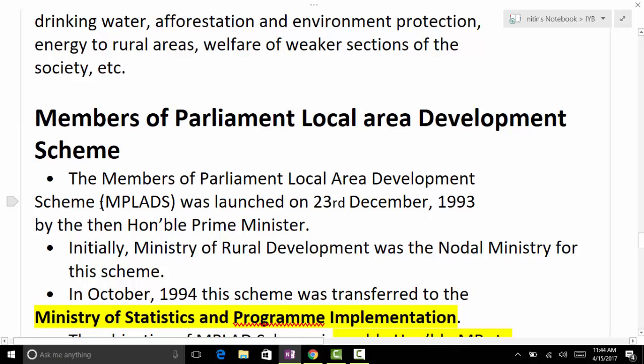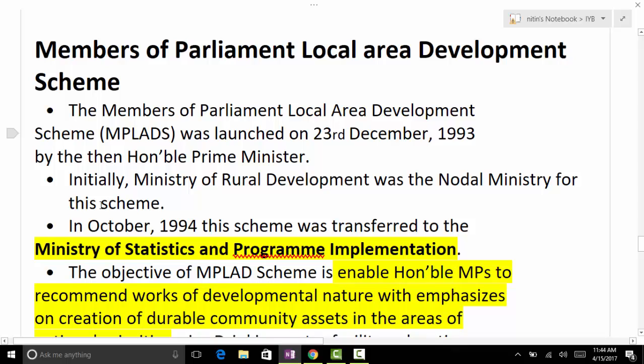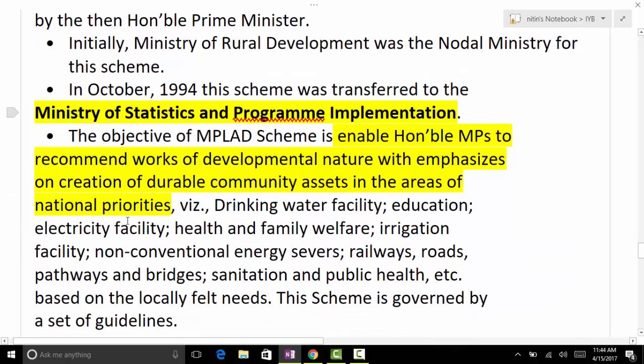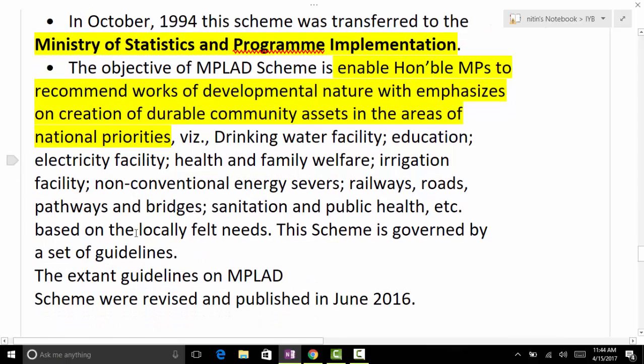MP-led, Member of Parliament, Local Area Development Scheme. Now this is important. As we discussed, this scheme was earlier under the Ministry of Rural Development. Even the name signifies directly local area development, right? But now, in 1994, it was shifted to the Ministry of Statistics and Program Implementation. So the first question is regarding this one. Emphasis is on the creation of durable community assets in the area of national priorities.